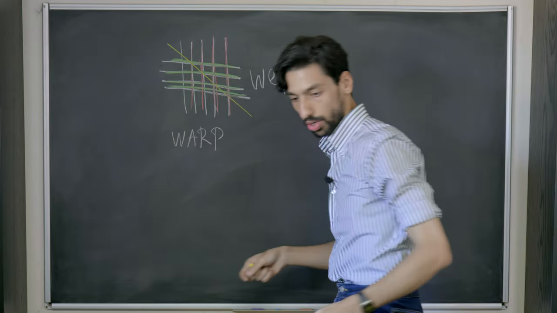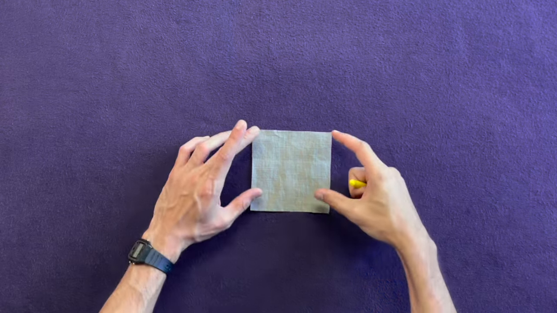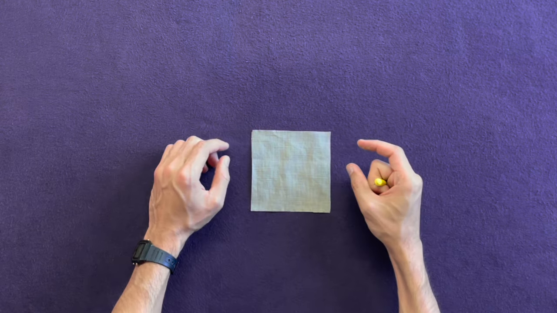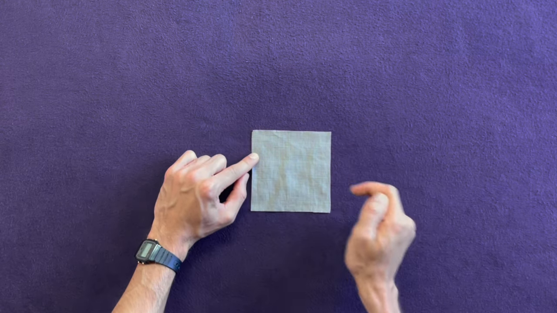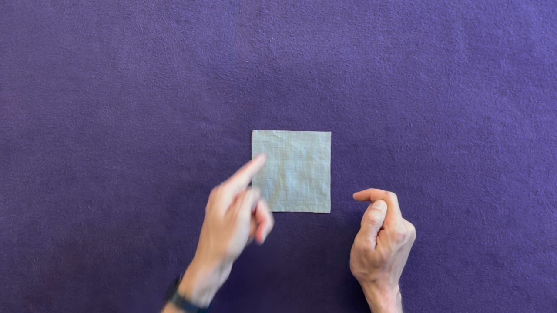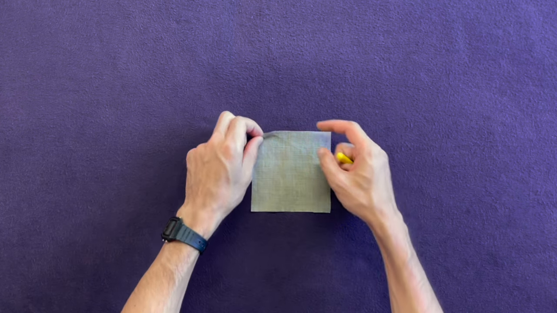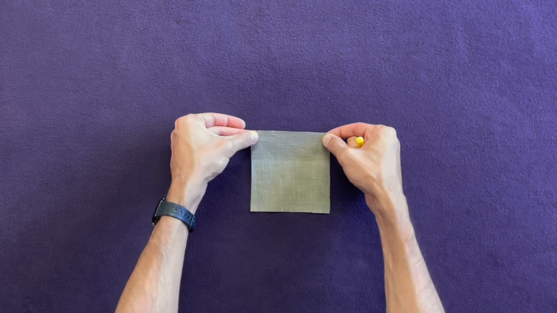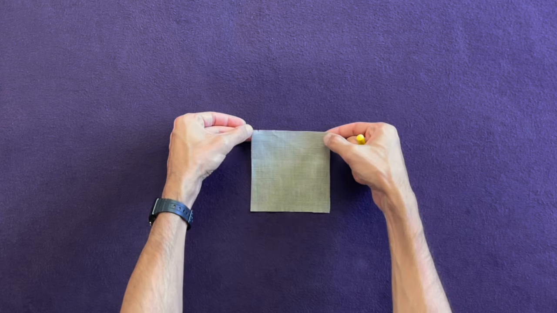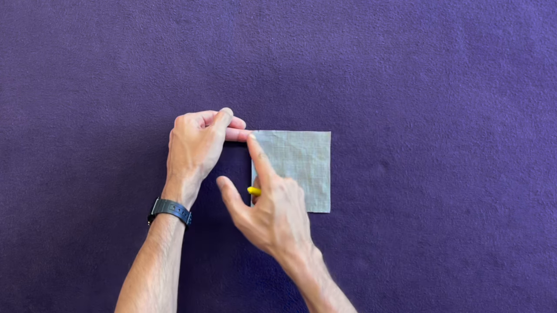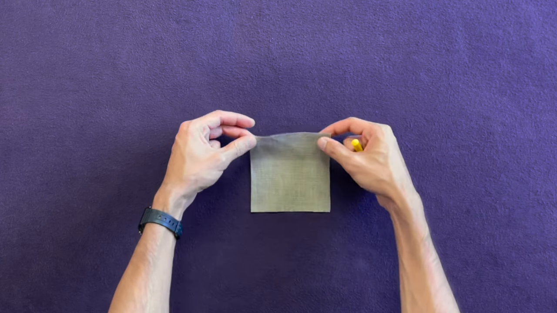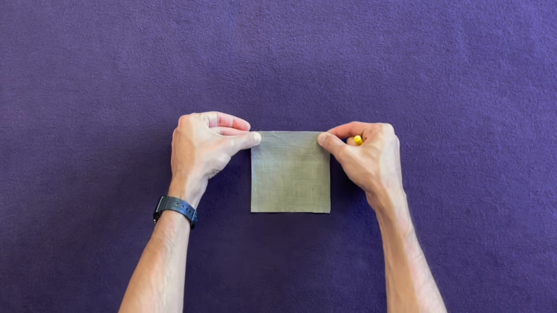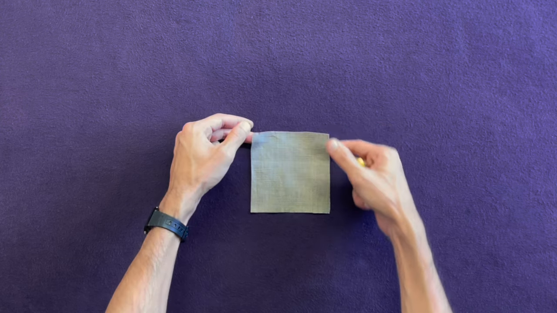Now, this is how it looks on a real fabric. If we look at this square fabric, here we have the horizontal weave and here we have the vertical weave. If I take the top ends of our fabric and pull, I'm directly pulling at both ends of the same horizontal weave, the same weft. There is some stretch, but it's fairly stable.